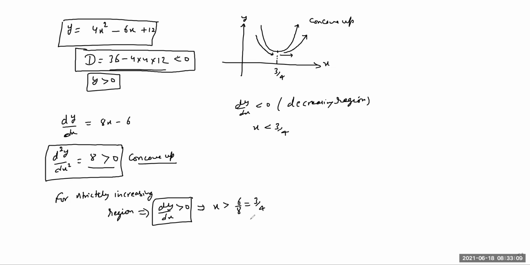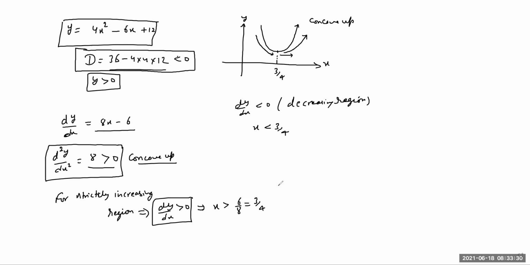It is not equal to more than 3 by 4, and it is decreasing for less than 3 by 4. At 3 by 4, the slope is 0. So where did you get 3 by 4 from? From here, if you equate this to 0, or you could just write this equation.